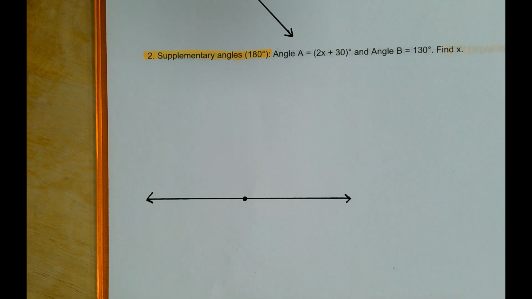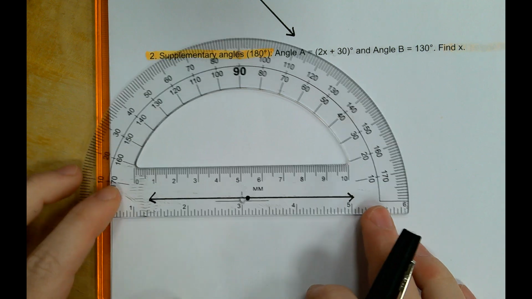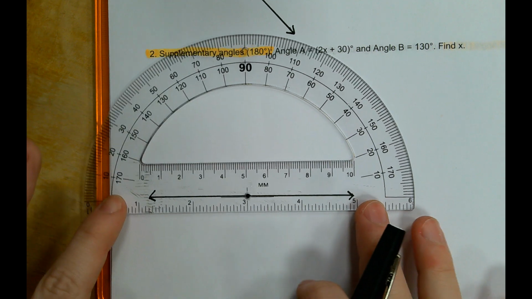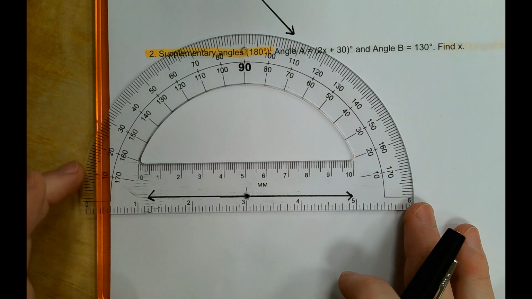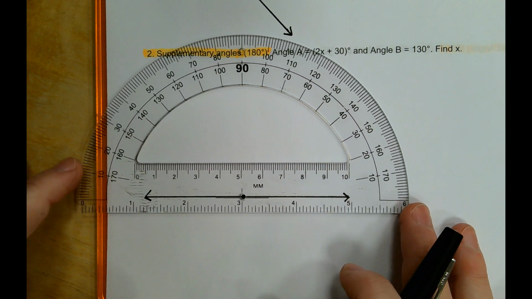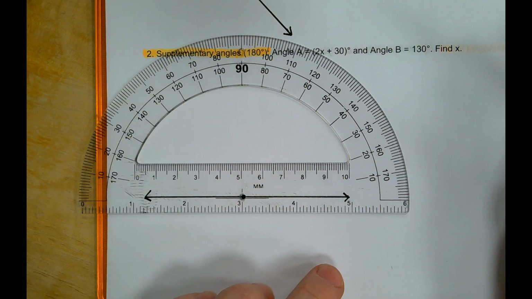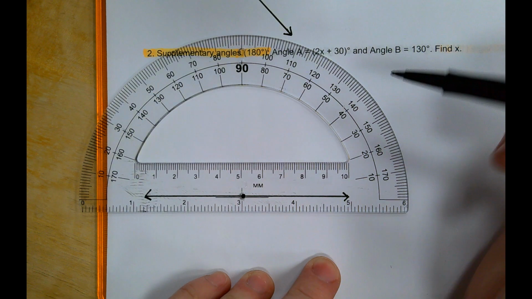So I've got my line, and I know angle A is 2x plus 30, and angle B is 130 degrees. Which one do you think I should start with? Angle B. Yeah, probably angle B, because at least we know that measure. We don't know the other one yet. So let's line up our protractor. With these, I'm not asking you to be as precise, just a rough estimate of the picture of this. So I need 130 degrees.